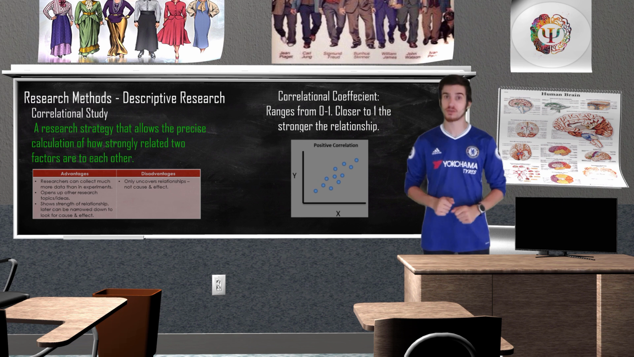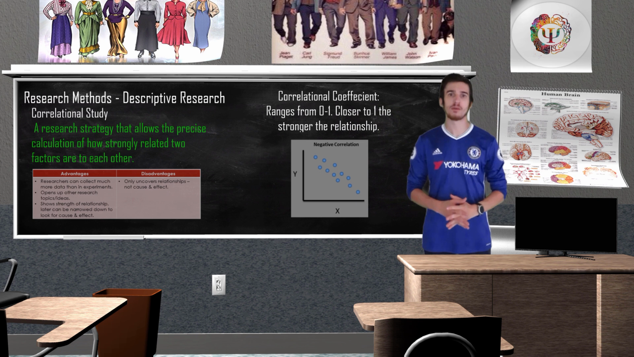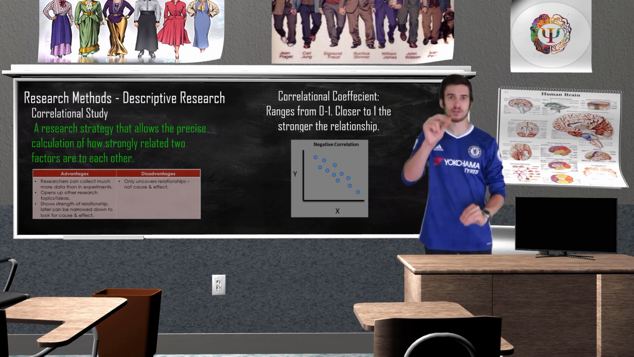Not saying it's true, just a popular correlational study. On the reverse end of that, let's say the more time spent playing video games, the worse our grades get. So the more time we spend playing the video game, the lower our grades. That would be considered a negative correlation because our two variables are moving opposite of one another.